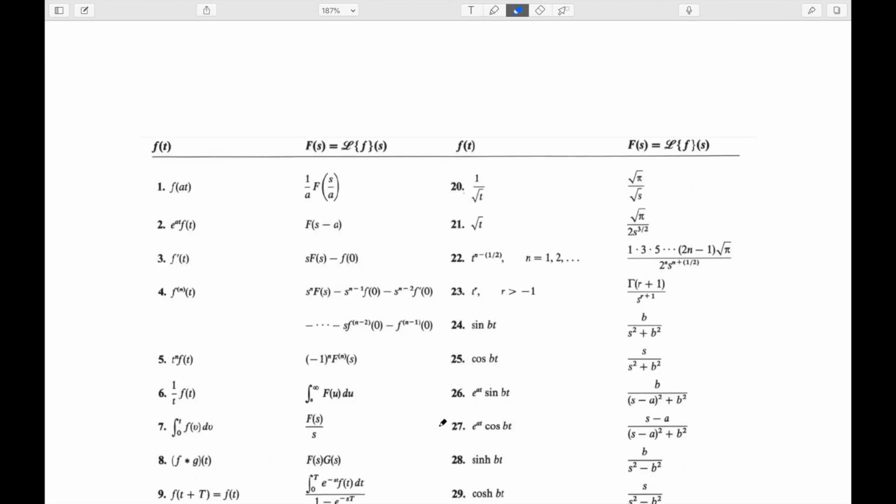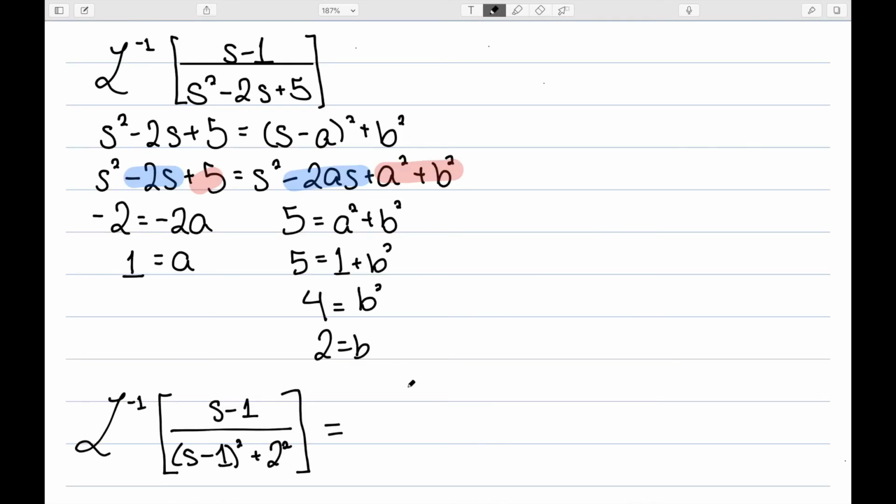Here's our table, and we have something of the form with an s minus 1 on the top, and the bottom is an s minus 1 squared plus 2 squared. So it's of this form right here, where a is 1 and b is 2. So we have e to the 1t cosine 2t. That tells me that this inverse transform is e to the t cosine 2t.